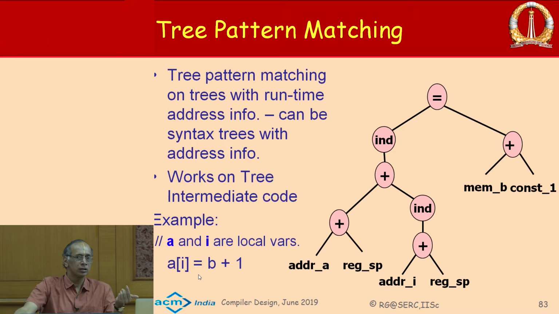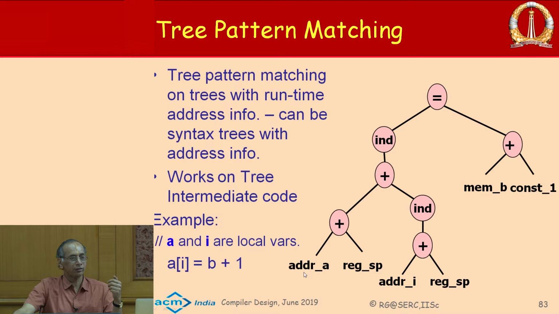If it is a short or an integer, what should we have done? Sorry? Plus 4. What should be multiplied by 4? I should be multiplied by 4, correct. So, this value that I have dereferenced should have been multiplied by 2 or 4 depending on whether it is a short or a word, and then that value should have been added to the address of A.